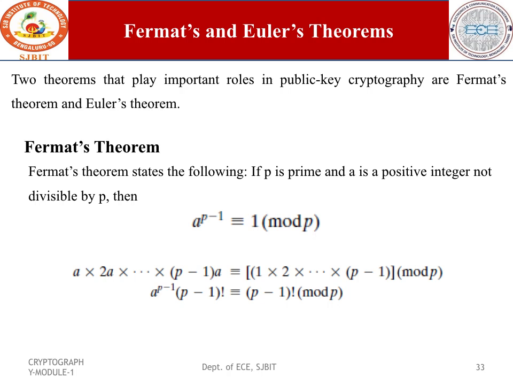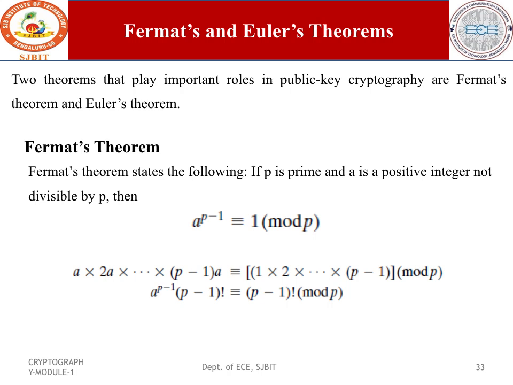We can conclude that X consists of the set of integers 1, 2, up to p minus 1 in some order. Multiplying the numbers in both sets and taking the result mod p gives a times 2a times up to (p-1) times a, which is congruent to 1 times 2 times up to p minus 1, mod p.